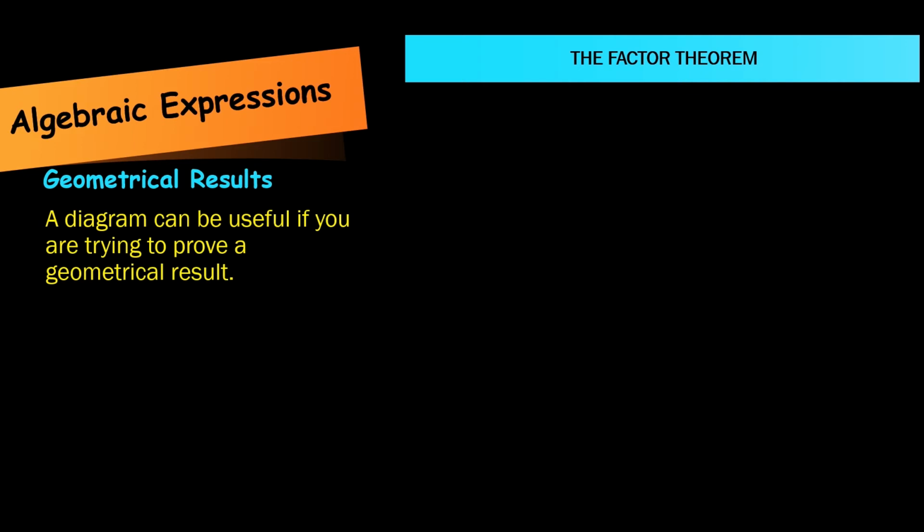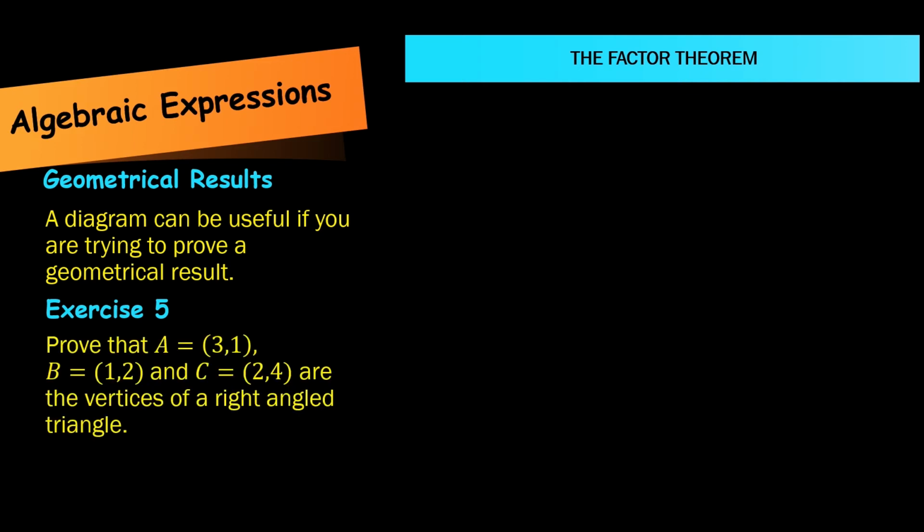Let's now have a look at some geometrical results. A diagram can be very useful if you are trying to prove a geometrical result. Let's take a look at another exercise. Prove that A equals (3, 1), B equals (1, 2), and C equals (2, 4) are the vertices of a right-angled triangle. Pause the video and have a go. Press play when you're ready to view the solution.